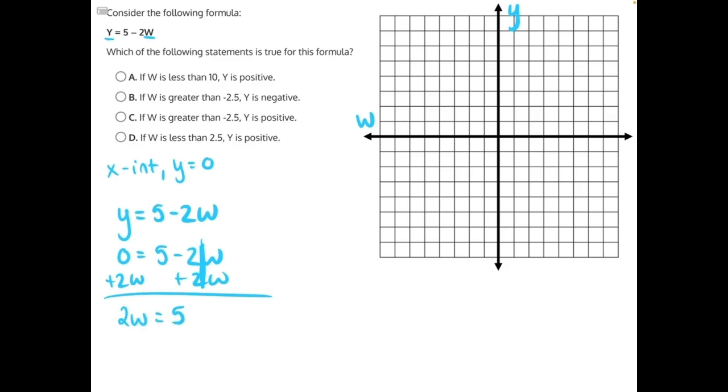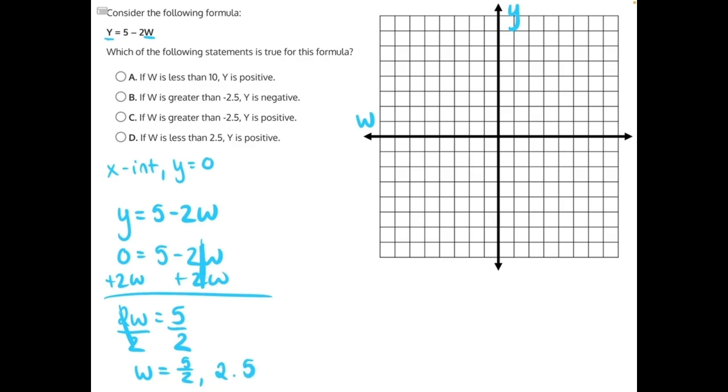And then we can divide both sides by 2, since 2 is being multiplied to w, and division is the opposite operation. Our 2's will cancel here on the left, giving us w equals 5 over 2, or the decimal form of that, which would be 2.5.